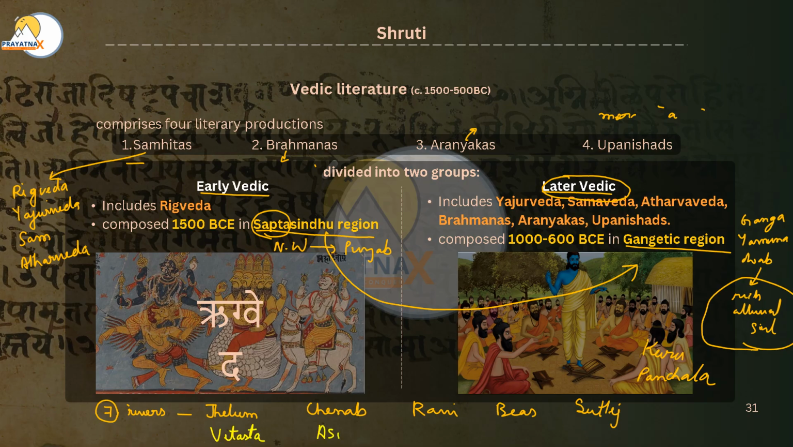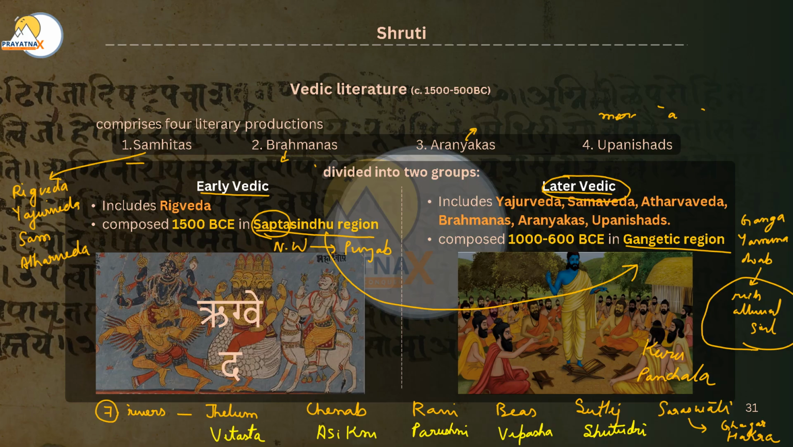Chenab was called as Asikni, Ravi was called as Parushni, Vyas as Vipasha, Satluj as Shatudri, and Saraswati which is now called as the Ghagar Nakra.